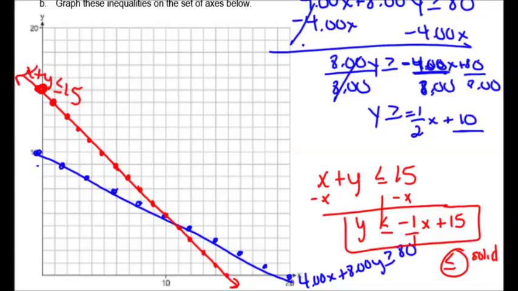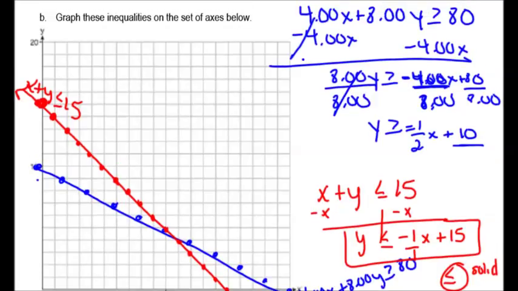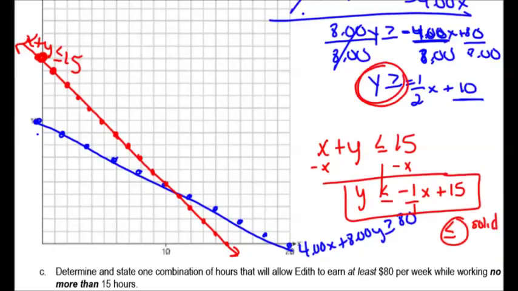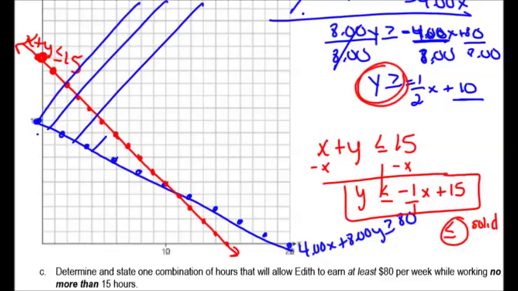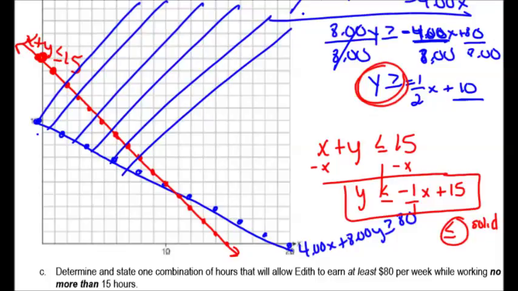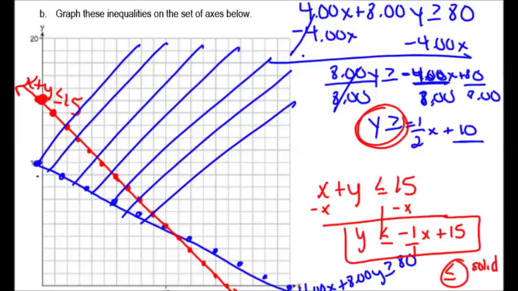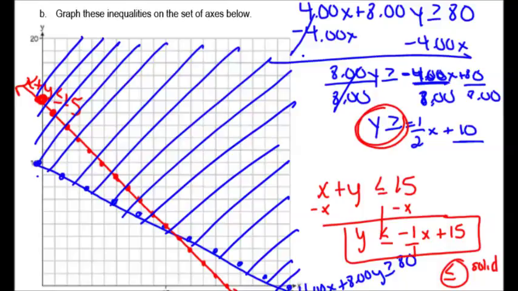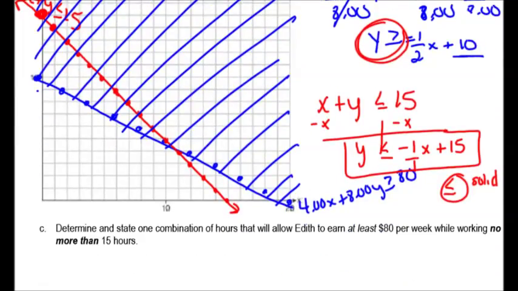Okay, now we need to do our shading. So I'm going to take a look at the blue one. If you look at this right here, it says y is greater. So looking at that blue line, guys, we are going to shade above. And we want to make sure that we go all the way. I know sometimes it gets tricky looking at both lines, but you want everything above the blue line. Okay, so there's our blue line. All right, and with the red line, we have a less than or equal to symbol. So I want to shade everything below the red line.